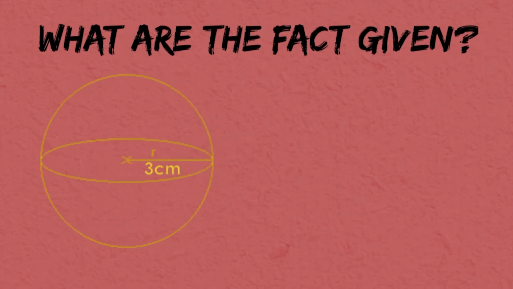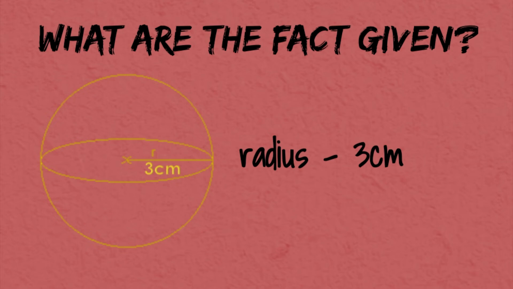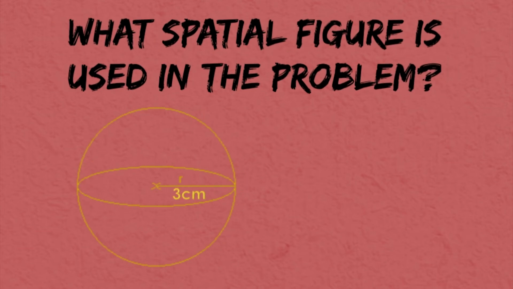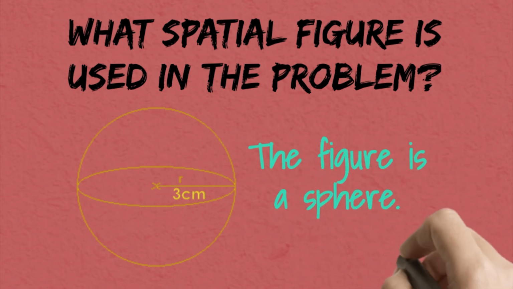What are the facts given? The representation of a globe has a radius of 3 cm. What spatial figure is used in the problem? The figure is a sphere. Now that we have finished studying the problem, let's move on to step 2.